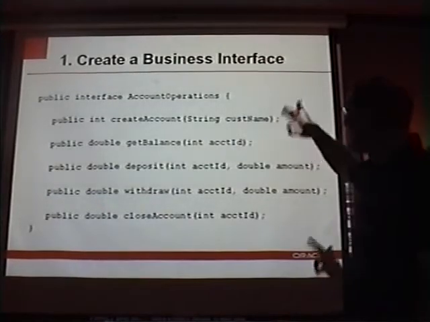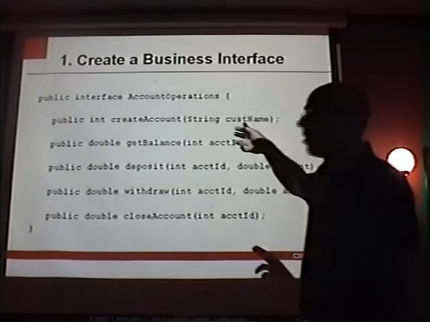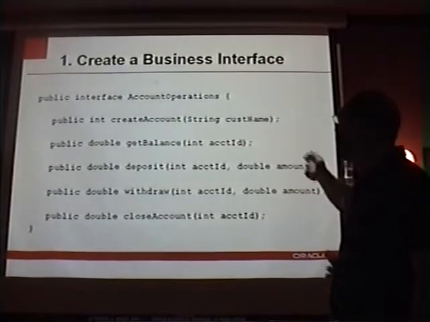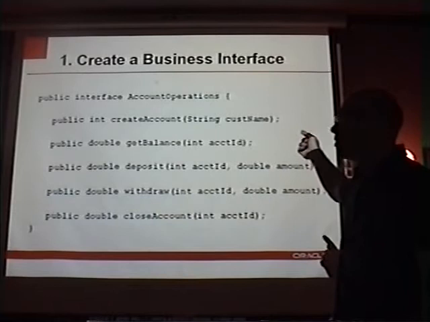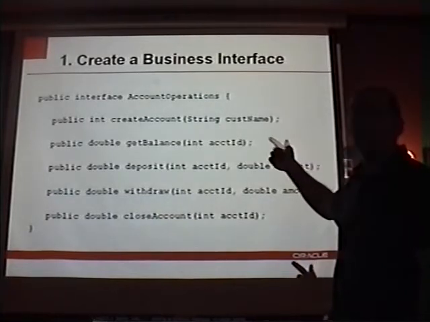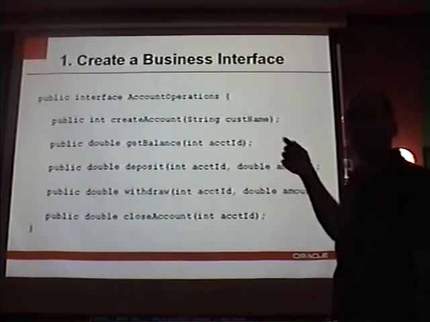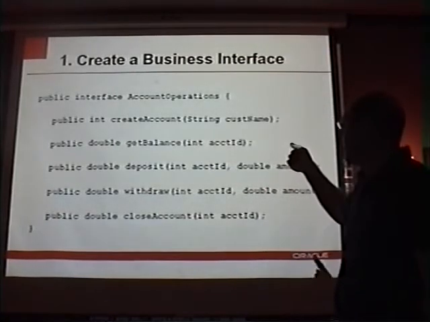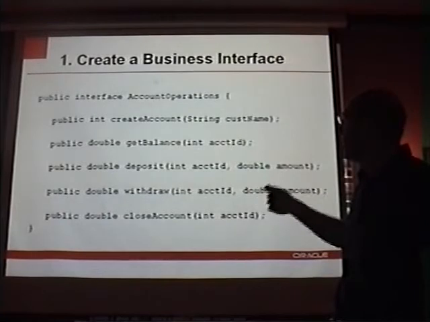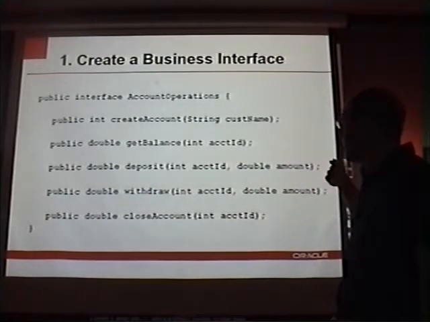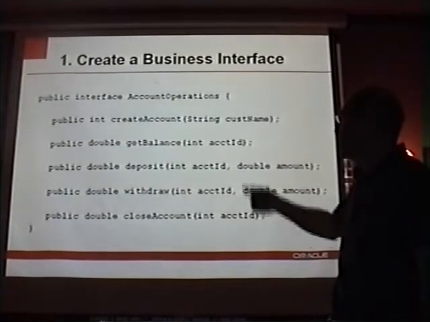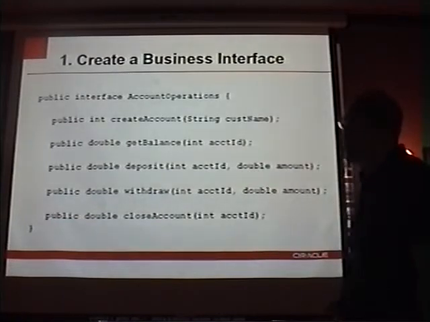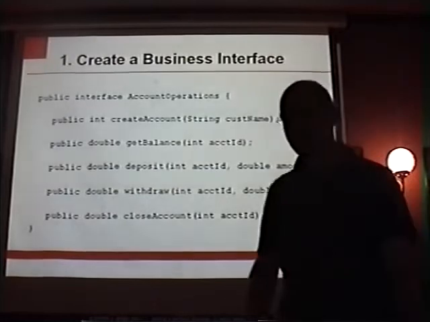So these are the 5 operations we're going to put on our interface. We're going to create an account, get a balance, deposit, withdraw, and close account. On the create account one, we're going to accept the customer name and return an integer, which will be the account number. So the account number is going to be generated for us. You can pass in the account number later on and get the balance, and return the balance. Pass the account number and an amount to deposit, and return the balance. Withdraw similarly, and then close it, returning the balance that was left in our account.